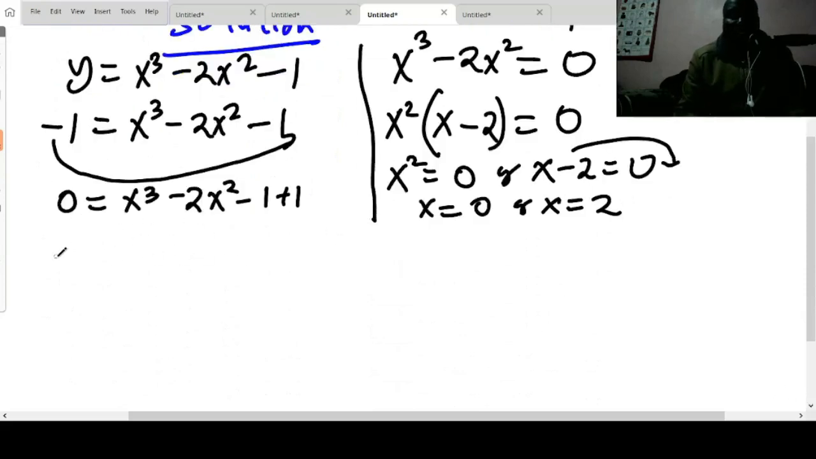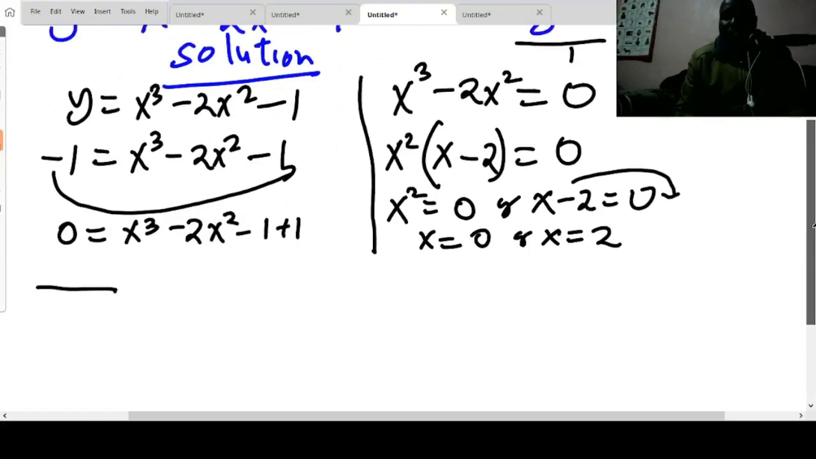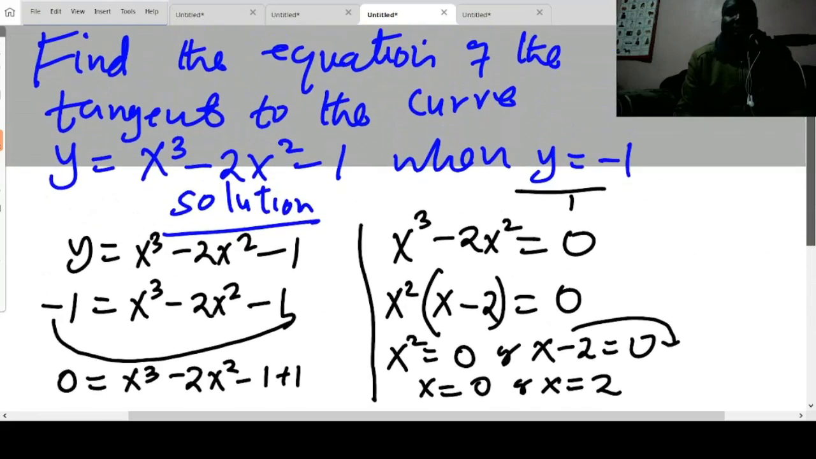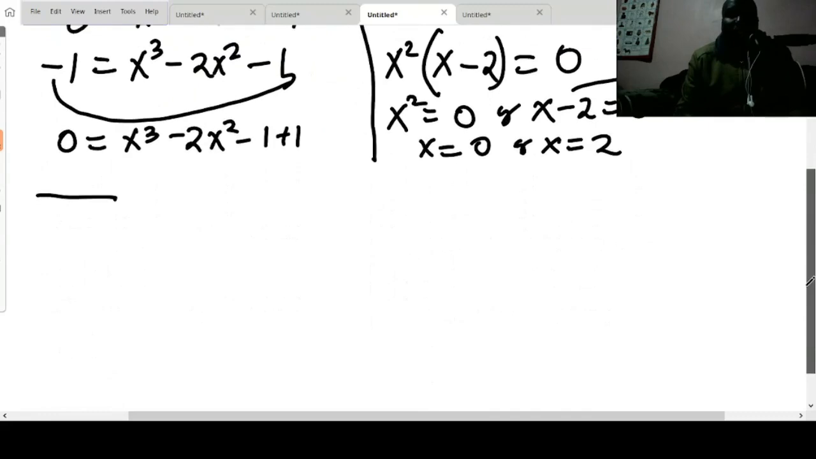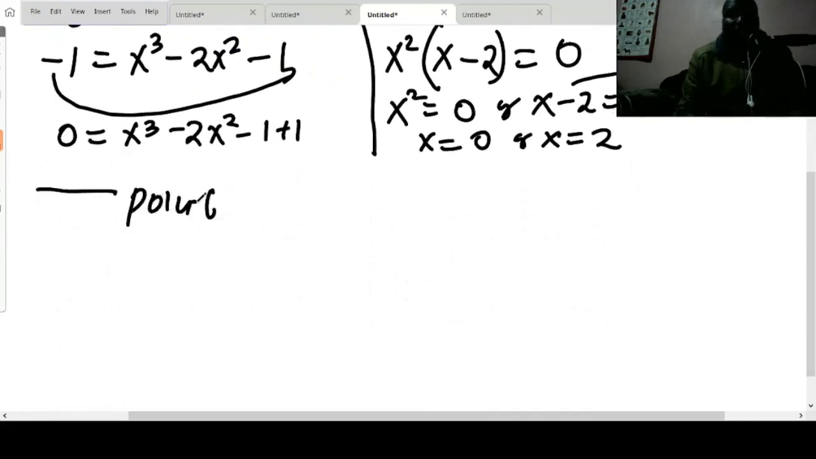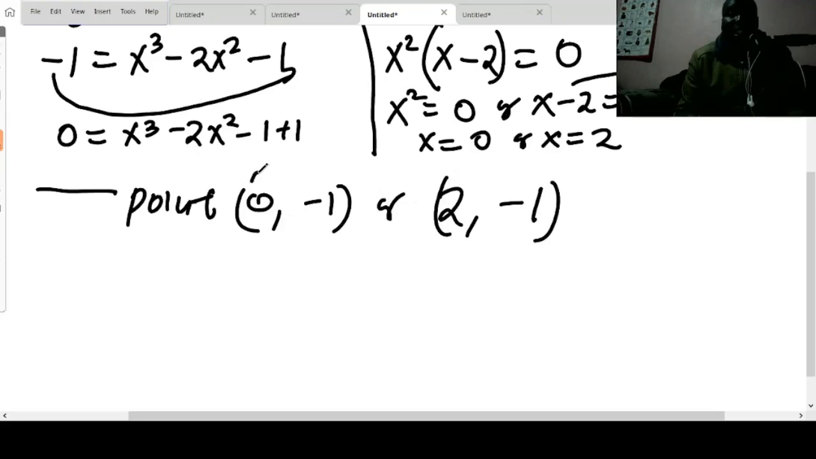So we continue. There's no need of underlining. So remember the question was asking us to do what? To find the equation of the tangent. So it means now what we have the point. We have the point which could be 0, negative 1 or 2, negative 1, because the values of x tumepata ni mbili, 0 or this one. Tumeelewana? And now what we need is the gradient. We need the gradient to get the equation.